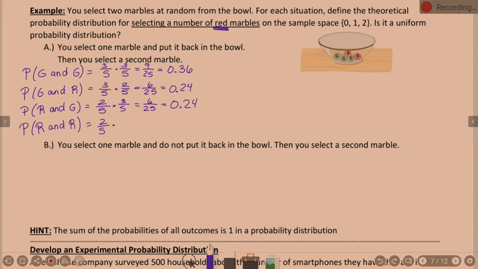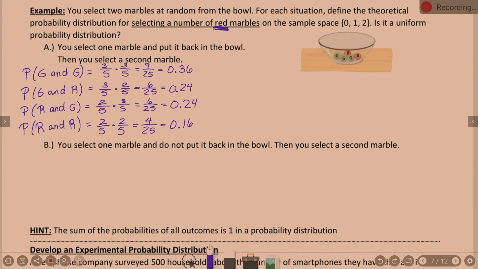2 red out of 5? What's the probability of the second red? Still 2 out of 5 because we're putting them back. So that is 4/25, which is 0.16.